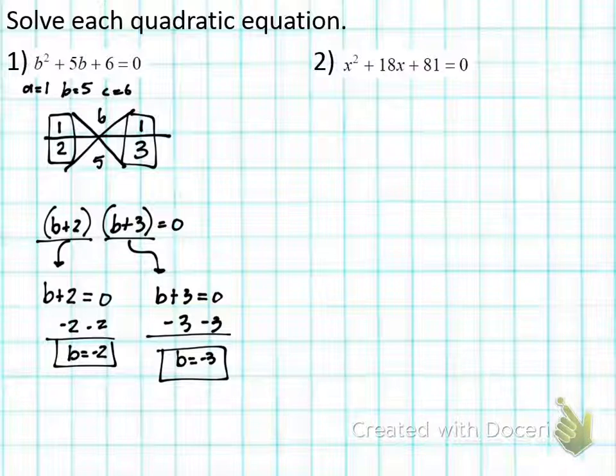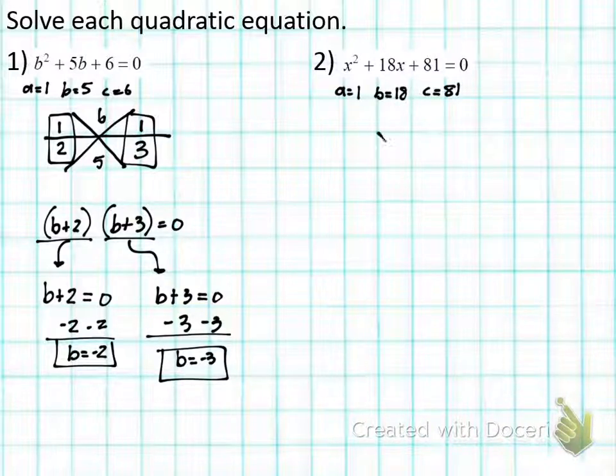Okay, number 2. First thing I do, set my y or f of x equal to 0. It's already set equal to 0. Step 2, move everything to one side of the equation. Everything's already on one side of the equation. Everything is all equal to 0. Step 3, factor the quadratic trinomial. Okay, so a is equal to 1, b is equal to 18, c is equal to 81.